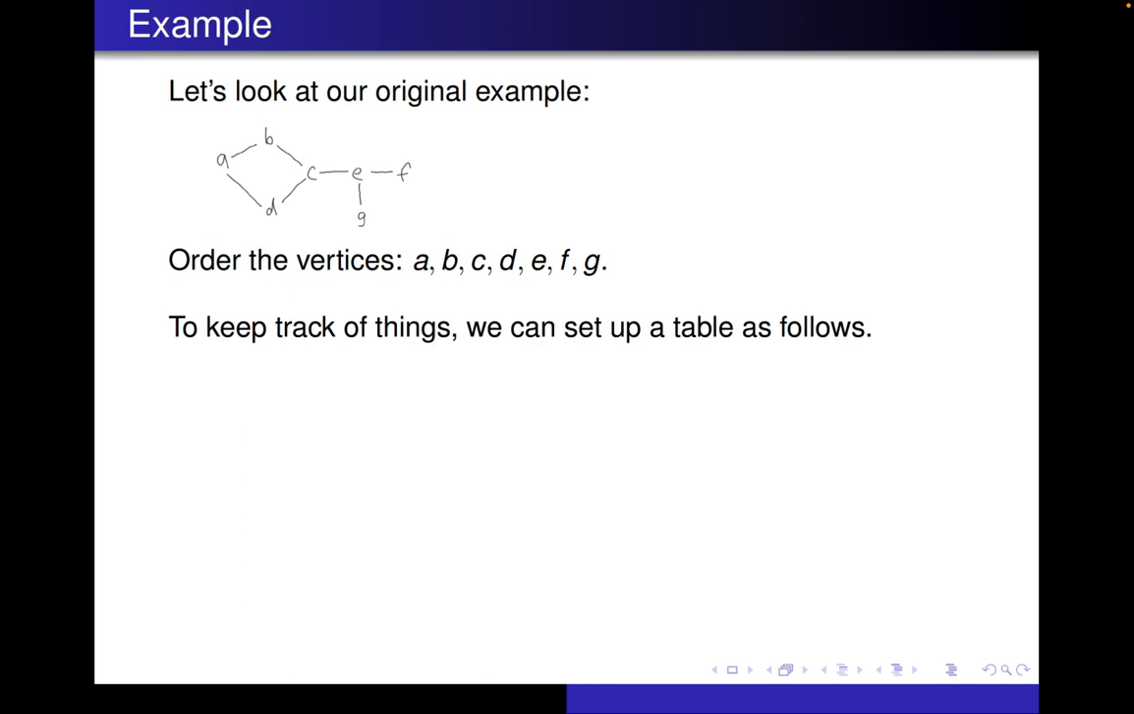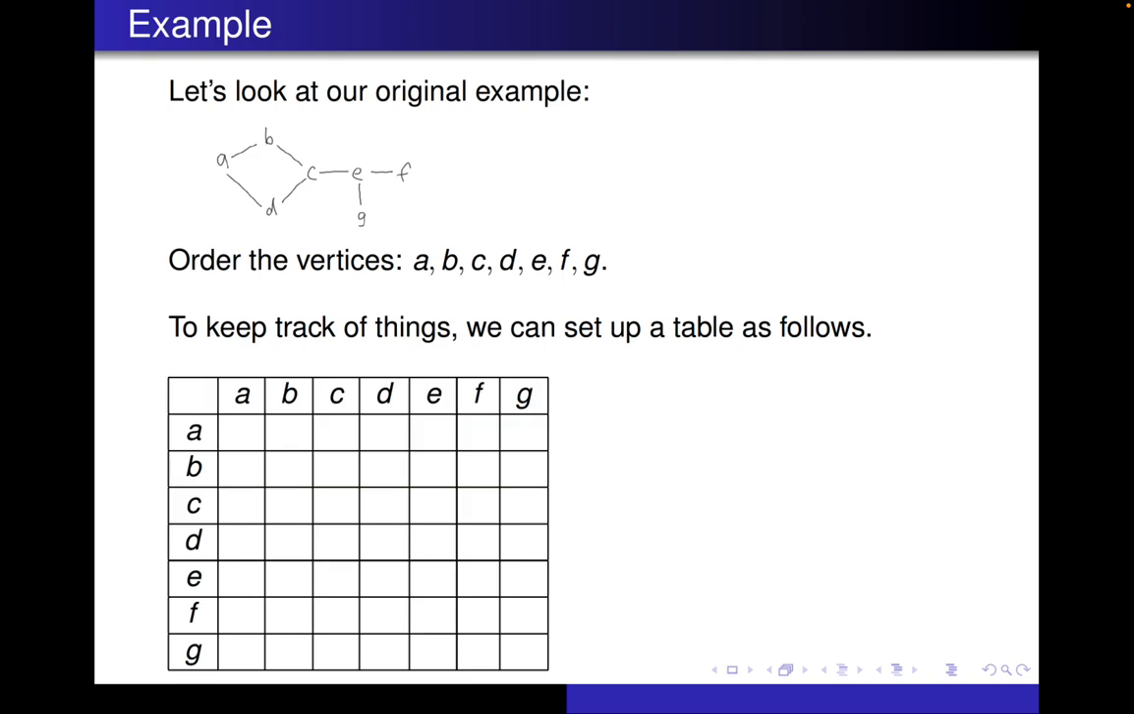To keep track of things, we're going to set up a table where the rows are represented by our vertices and our columns are as well. So here's how it looks. If you look down the left, that's the rows A, B, C, D, E, F, G. And if you look up top, you'll see the columns A, B, C, D, E, F, G. And we're going to fill in the entries in the matrix with either 1s or 0s.